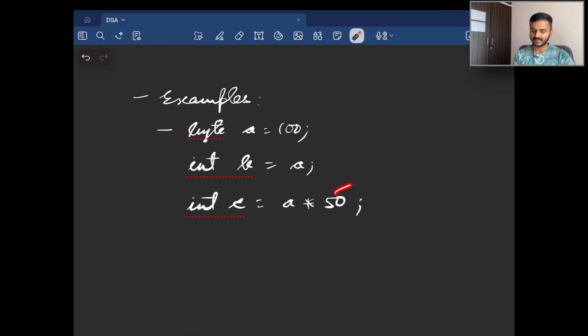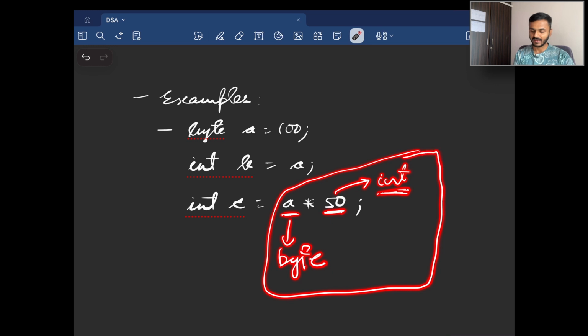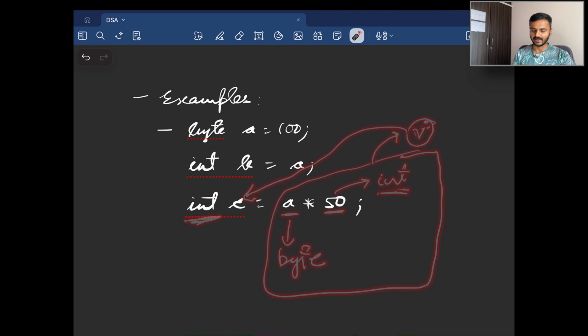And we know that integer literal will be int type by default. So what we are doing over here is multiplying A, which is of byte type, with 50, which is of int type. So in this multiplication as well, which means in evaluating this expression, type conversion will take place. Now, this will result in some value, let's say v, and this v will be of a certain type. It will be int, but I'll discuss the reason later. So v is of int type, and this is getting stored in C, and C is also of int type.